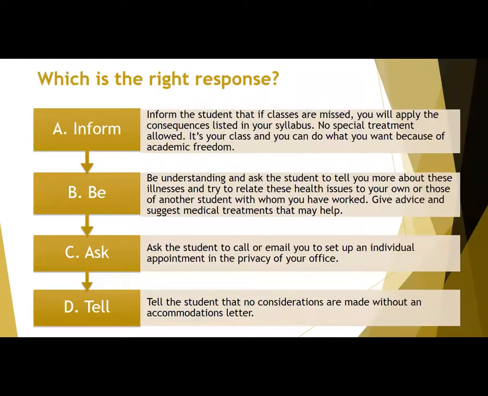So what is going to be the right response? A, do you inform the student that if classes are missed, you will apply the consequences listed in your syllabus? No special treatment is allowed. It's your class and you can do what you want because of academic freedom. Or B, be understanding and ask the student to tell you more about these illnesses and try to relate these health issues to your own or those of another student with whom you've worked. Give advice and suggest medical treatments that may help. Or C, ask the student to call or email you to set up an individual appointment in the privacy of your office. Or D, tell the student that no considerations are made without an accommodations letter. So what should you do?